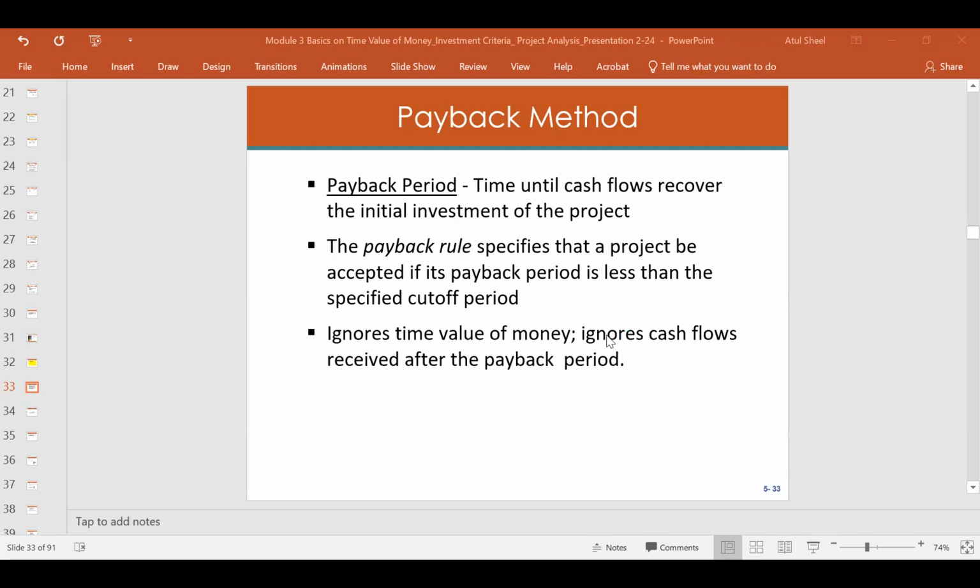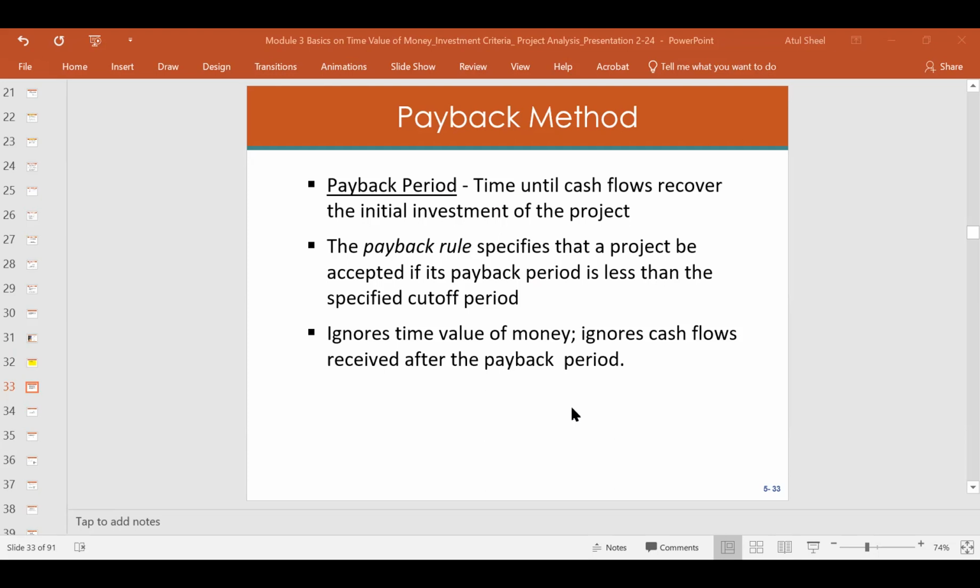So what do we find out here? We find out how long it takes us to recover the initial investment of the project. If I invest $10 in the project just now, in how many years, or how many time periods, can I recover this money? This is the payback method. The quicker, the better, right?